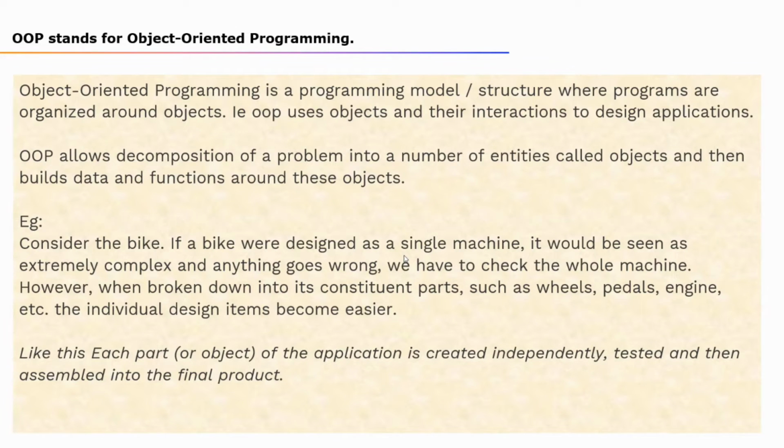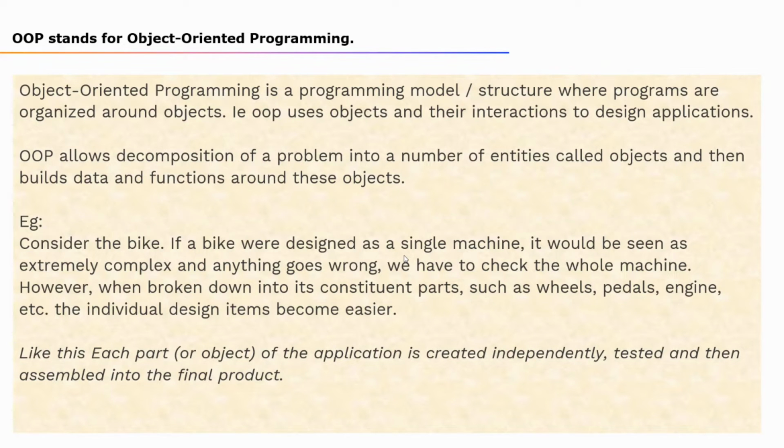OOPS stands for Object Oriented Programming. Object Oriented Programming is a programming model or structure where programs are organized around objects. That is, OOPS uses objects and their interactions to design applications. OOPS allows decomposition of a problem into a number of entities called objects and then builds data and functions around these objects. For example, consider the bike.